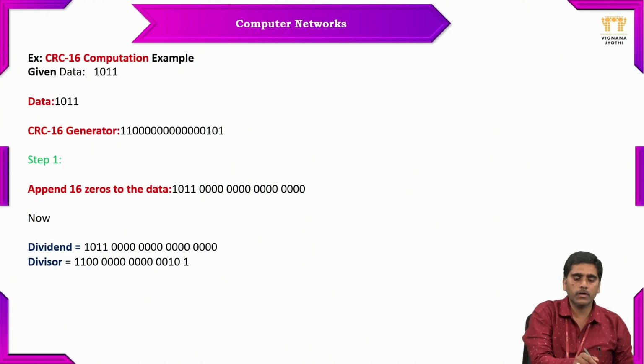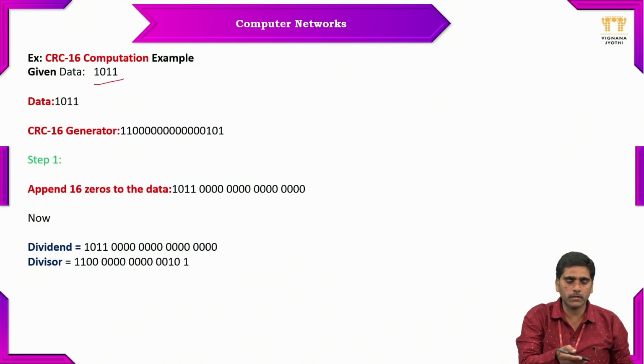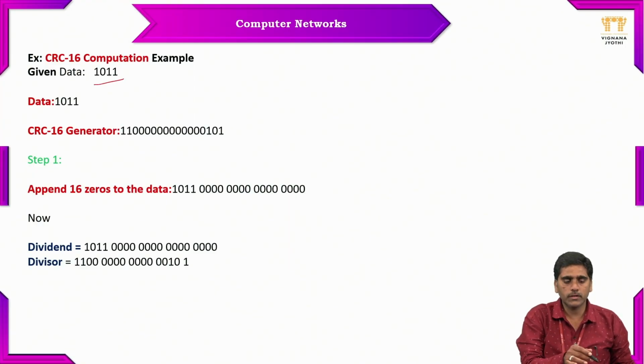So the given data is what? 1, 0, 1, 1. If you take longer bits, then the calculation process will be long, so you need to take the shortest bits. So 1, 0, 1, 1 is the shortest bits. So here the data is 1, 0, 1, 1. Now the CRC 16 generator, from the generator polynomial, the bits are what?